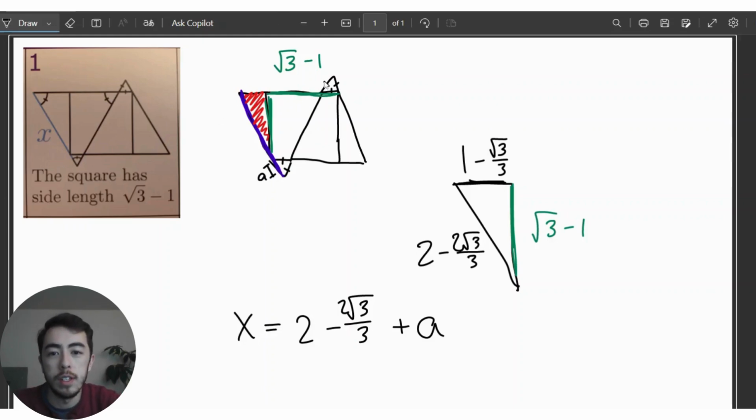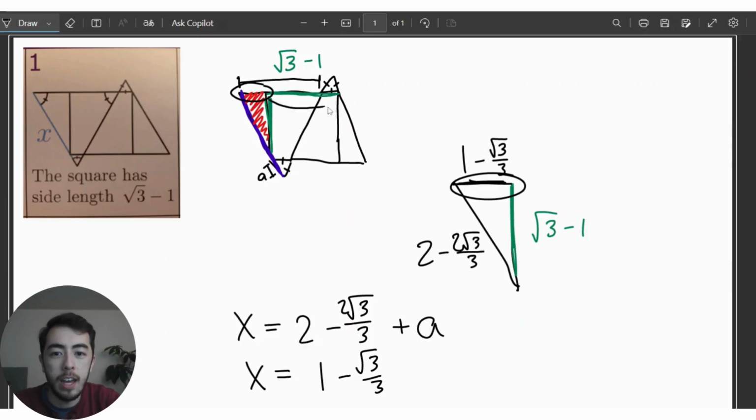And this is useful because I can find a similar relationship going on here. I know that this whole length is another x, and I could say that x is equal to this small bit right here, which was the 1 minus root 3 over 3 from my triangle. And if I add all of this stuff and take away a little bit, I will get the full side of the triangle right here, which is x.